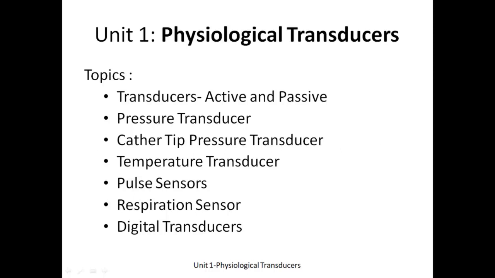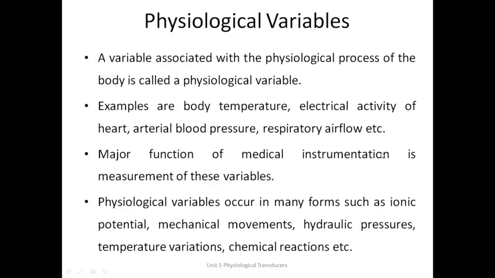Now the first unit that we are going to start with is physiological transducers. In this unit, the topics that we are going to cover are transducers, that is what a transducer is, both the types, active and passive, pressure transducer, catheter tip pressure transducer, temperature transducers, pulse sensors, respiration sensors, and digital transducers. Okay, so to start with, the first thing that we need to understand is physiological variables.